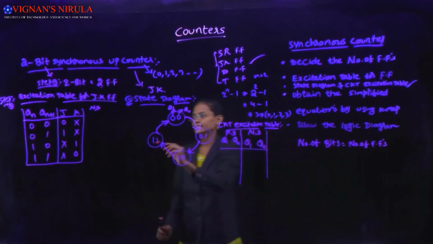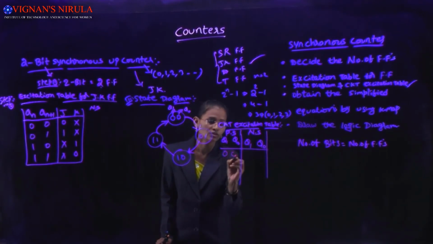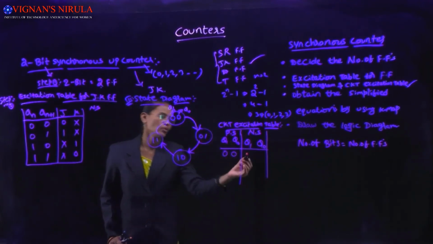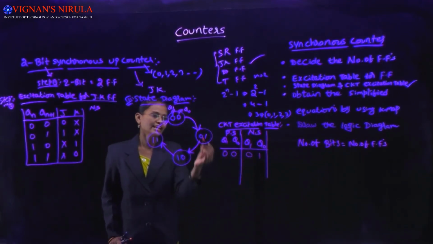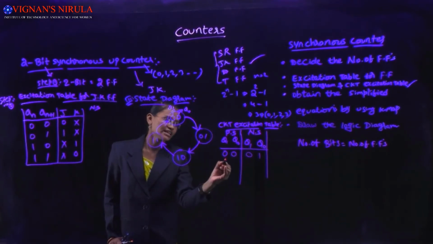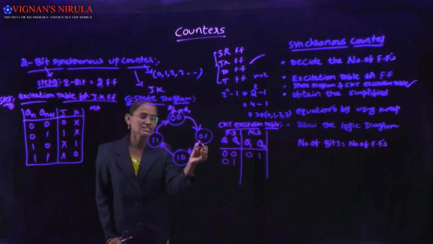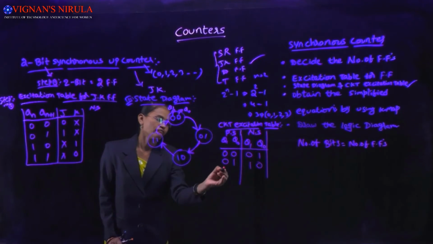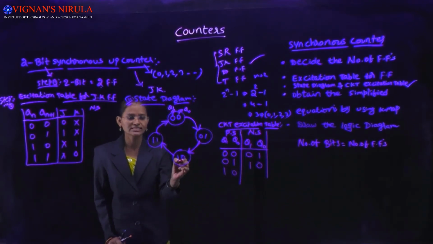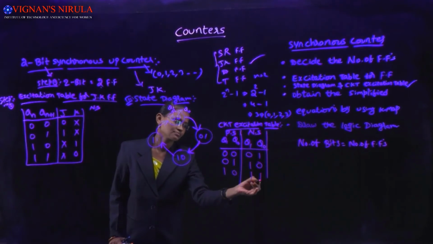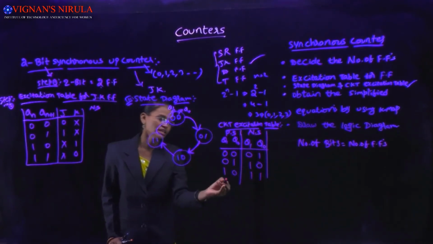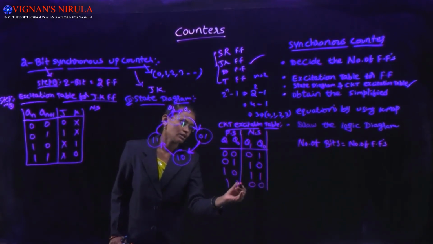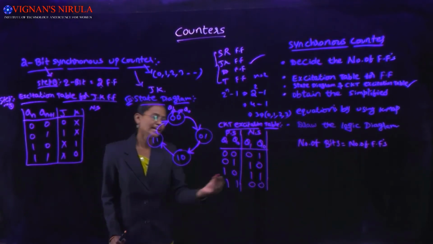Okay, here the present state is 0 0. The next state is 0 1. So we write down the 0 1. And next, the present state is 0 1. What is the next state? 1 0. And next, 1 0 is the present state. What is the next state here? 1 1. And next present state is 1 1. What is the next state here? 0 0. Okay, and next 0 0.